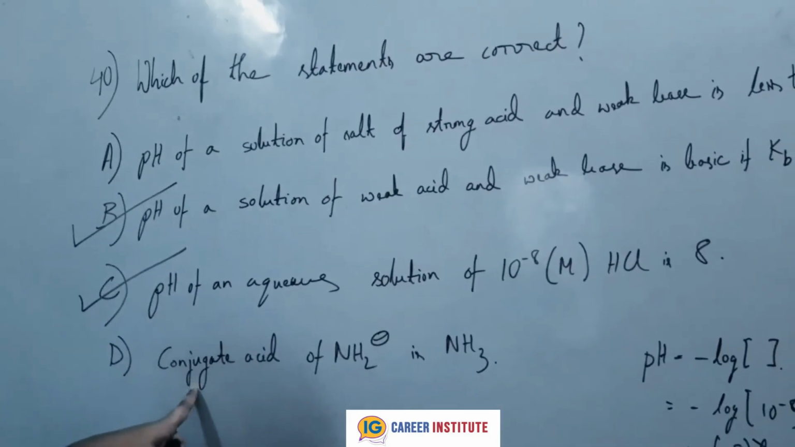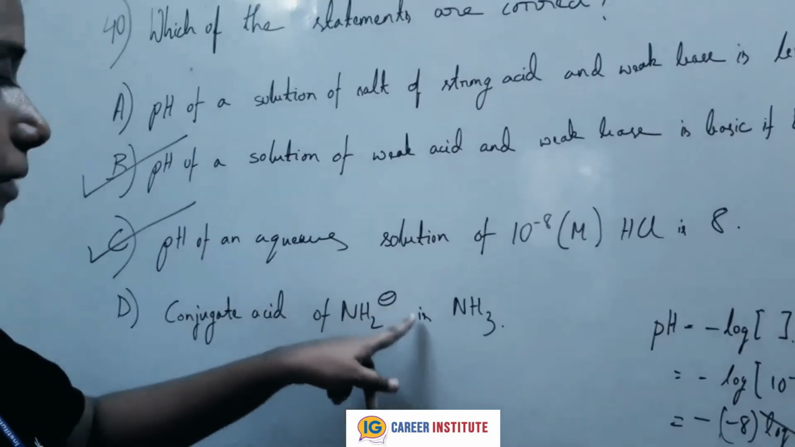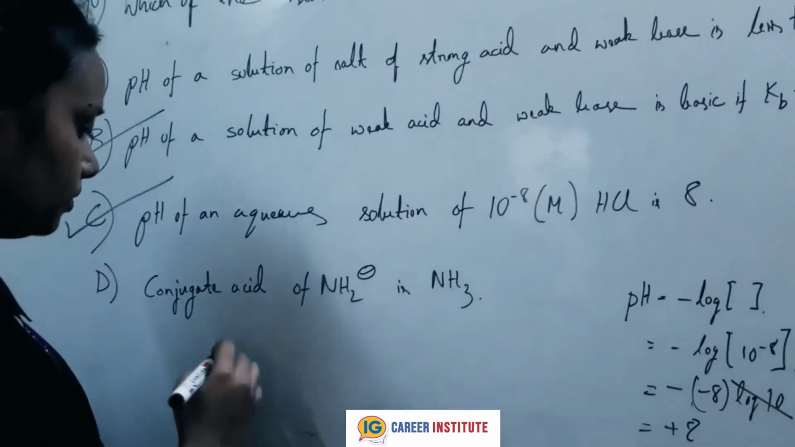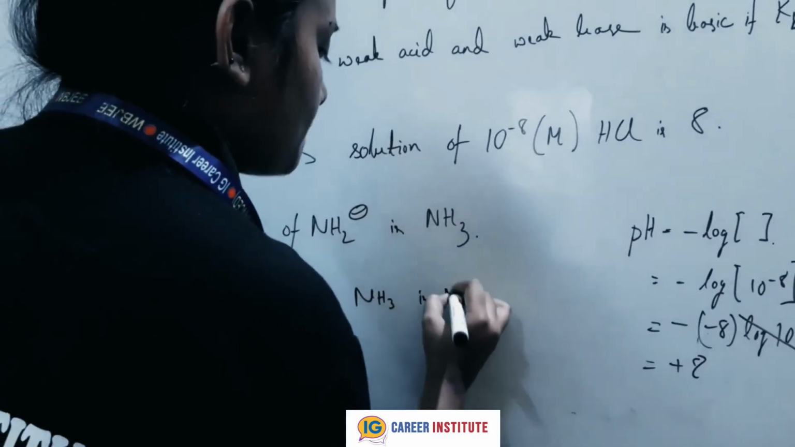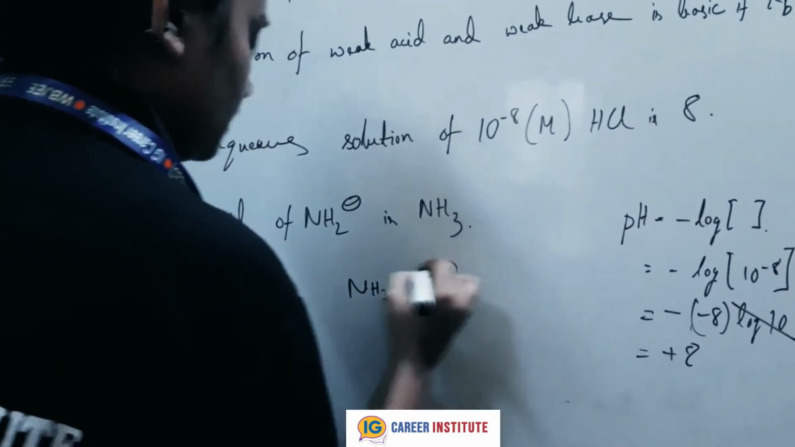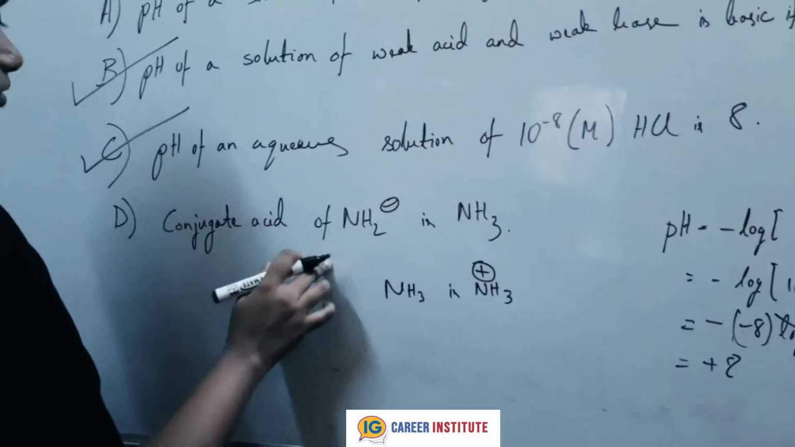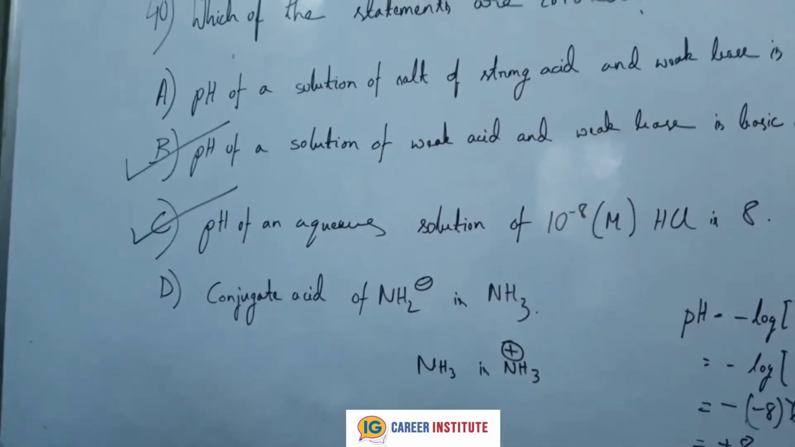The last option is D. Conjugate acid of NH2 minus is ammonia. This is wrong, because the conjugate acid of ammonia is NH4 plus. So this is also wrong. So the correct 2 options are B and C.